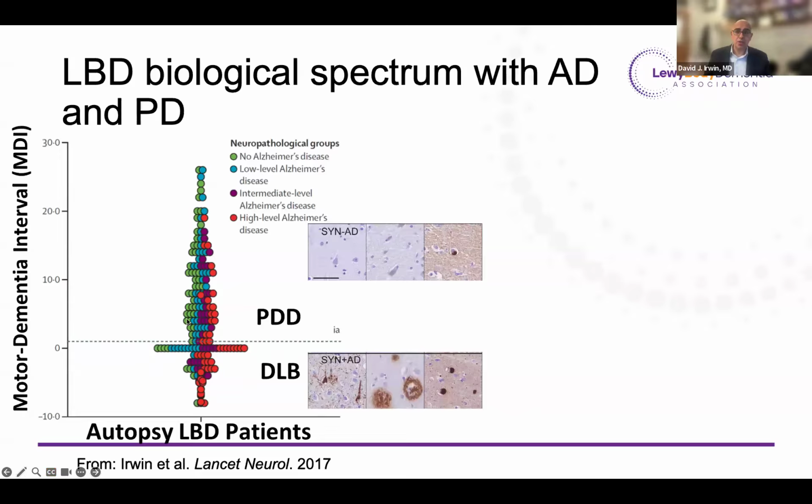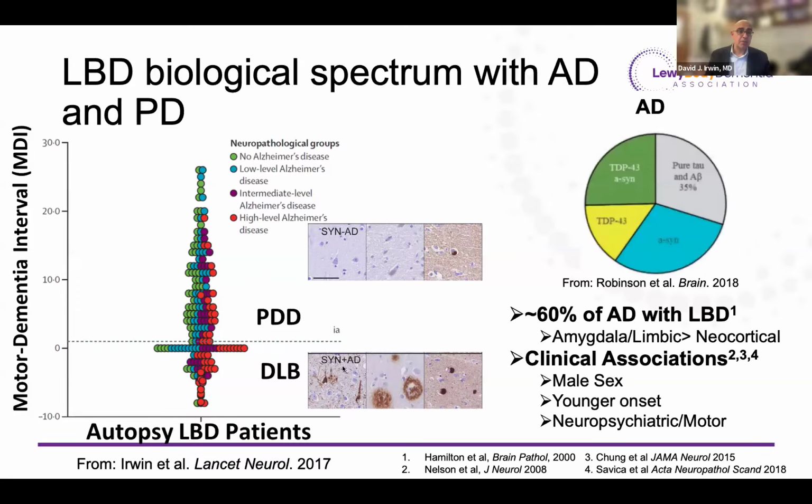The colder colors, blue and green, represent relatively pure alpha-synuclein. So we're not seeing plaques and tangles, and there are relatively sparse cortical Lewy bodies. Whereas patients who had the redder and the purple had more mixed pathology, as you could see here with the plaques, tangles, and a higher burden of Lewy bodies. So we see this spectrum between Parkinson's disease and DLB, but we also see a spectrum with Alzheimer's disease.